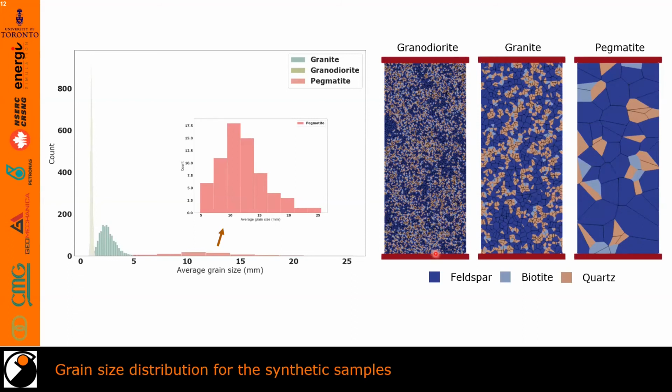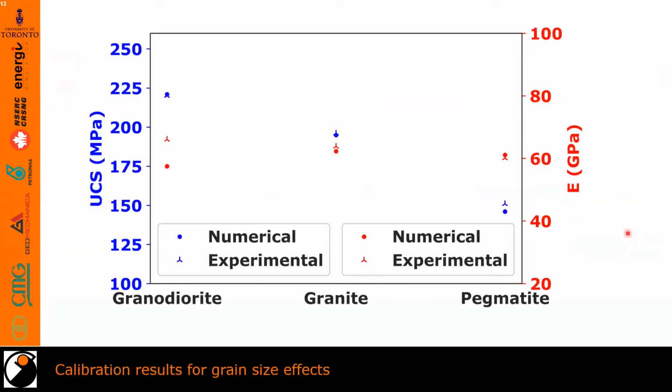The calibration strategy was to start first with the middle-sized granitic sample and to use the same mechanical parameters for pegmatite and granodiorite, to restrict our analysis to the grain size only. Simulation results for the uniaxial compressive strength and elastic modulus values are shown in this plot, along with the experimental data. The results show a good match with the experimental data. With the decrease of the mean grain diameter from pegmatite to granodiorite, the resulting peak strength of the sample increases. Actually, the FDEM method succeeded in capturing this behavior compared to some recently published models using the particle-based distinct element method.